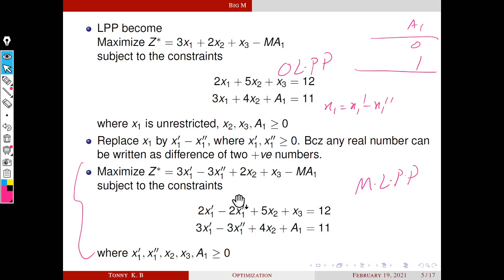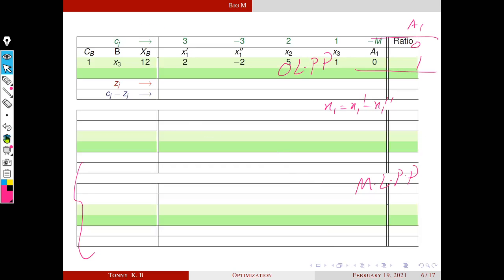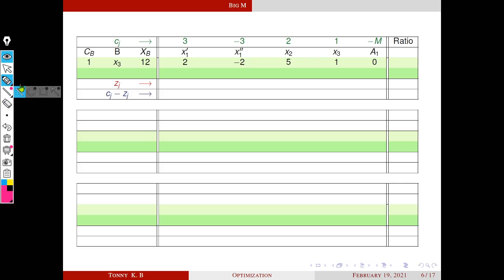Next we have to write the initial simplex table of this modified LPP. We know how to write the initial simplex table. Now we have 1, 2, 3, 4, 5 variables. Okay, we have 5 variables. So this is the initial simplex table. 3, minus 3, 2, 1, minus M.